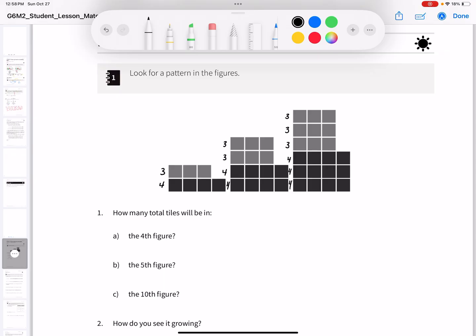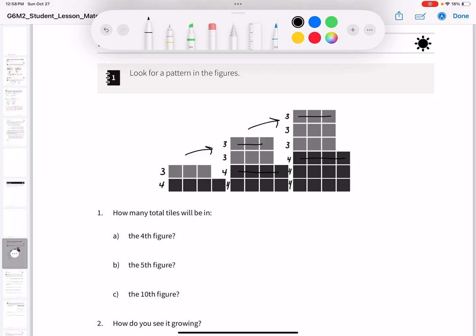So the pattern that I can see is that each time we get a new figure, both colors go up by the same amount, right? So it's like we're adding another layer to both sides. To go from here to here, we get another layer of 3 and another layer of 4. To go from here to here, we get another layer of 3 and another layer of 4.